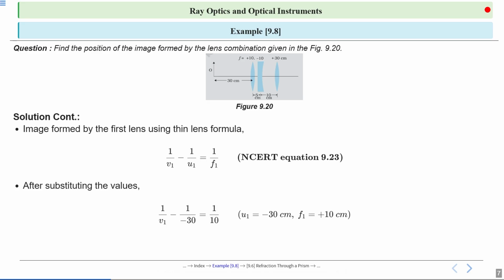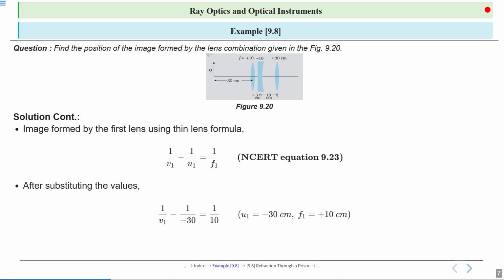Here the object distance u1 is minus 30 centimeter, indicating that the object is on the opposite side of the lens, and the focal length f1 is 10 centimeter. Solving this equation will give us the position of the image formed by the first lens. Okay, to find the v1, we have to put the value of u1 and f1. So u1 is minus 30.